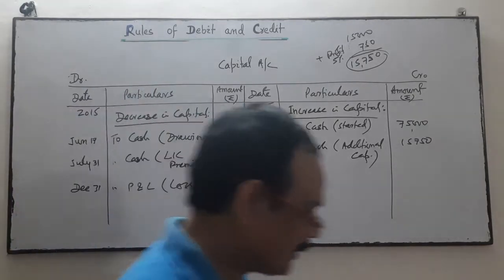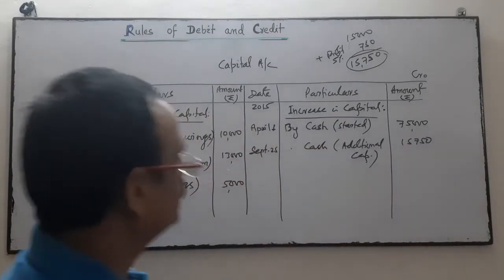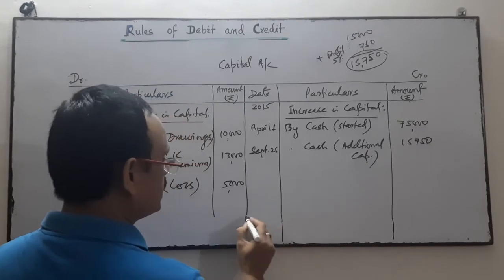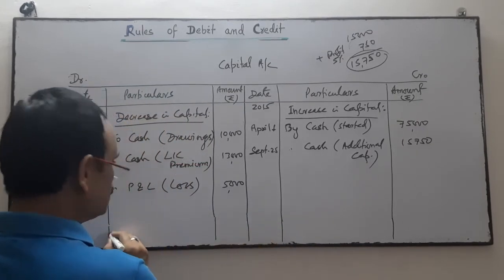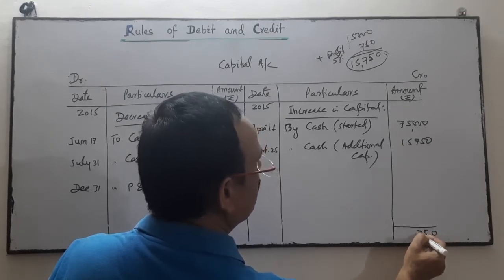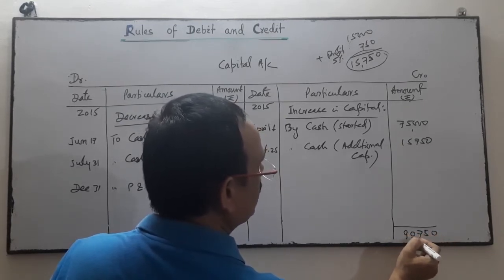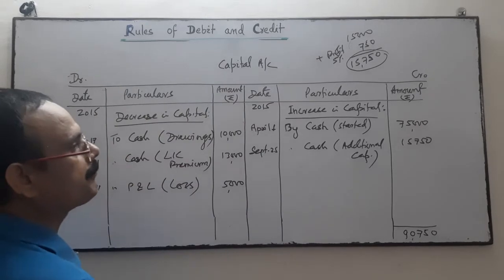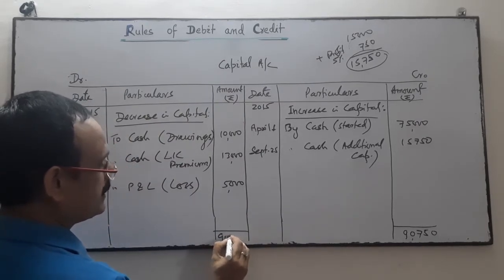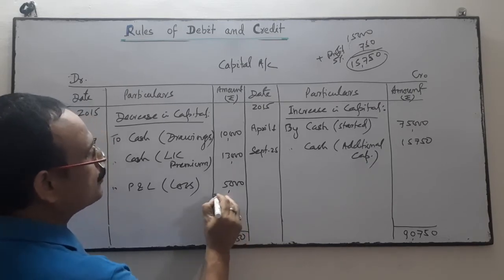Okay, it is 5,000. Now we'll do the total. This side total, credit side total, is more. It is 90,750. Is it clear? So 90,750, and this side total is how much?